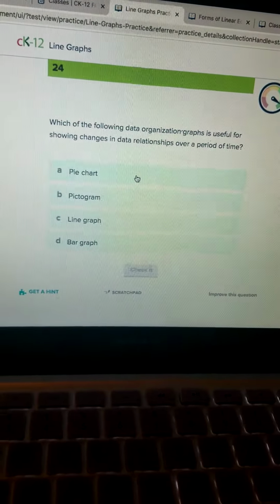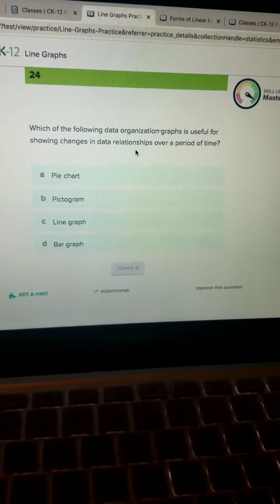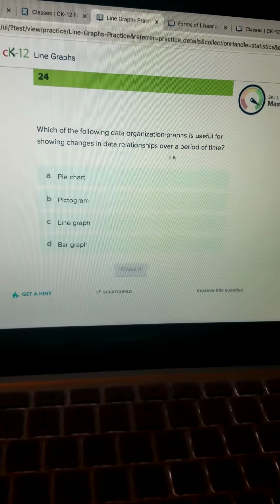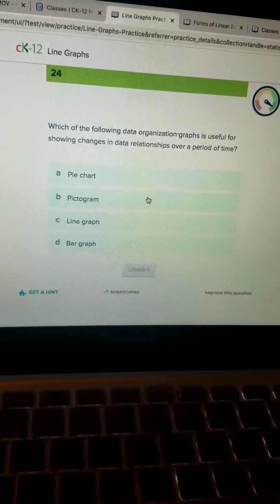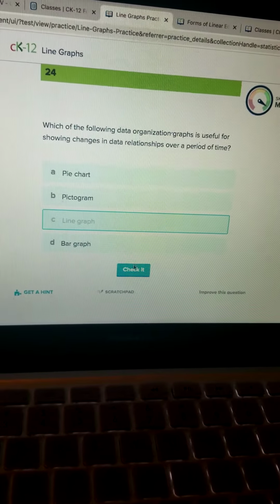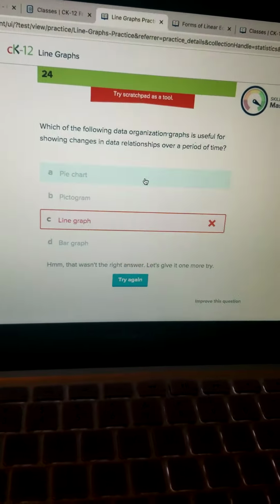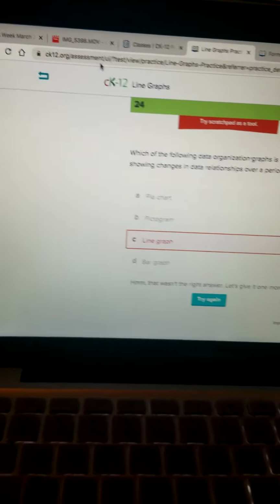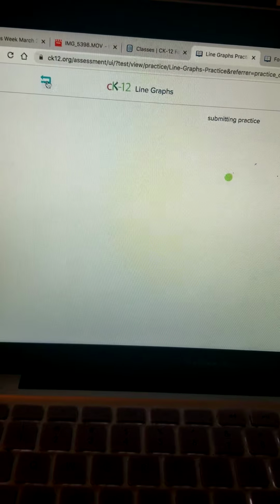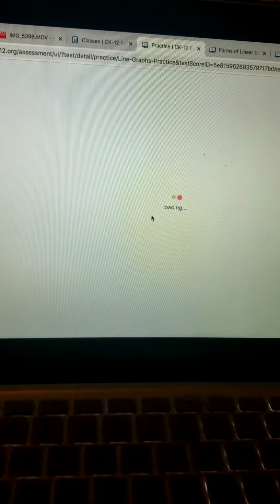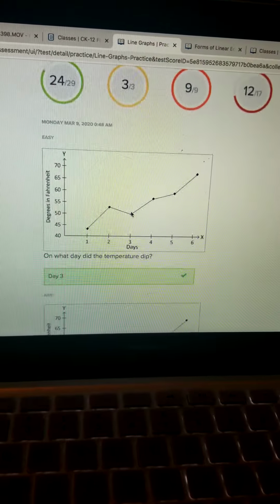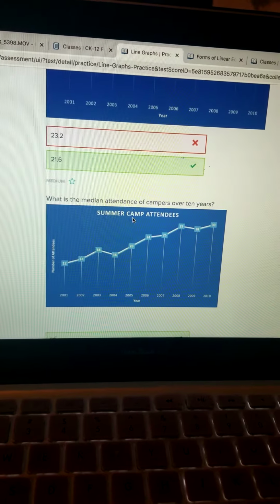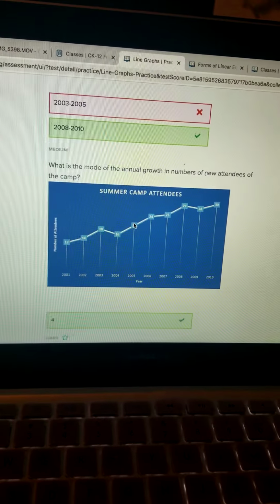Which of the following data organizational graphs is useful for showing changes in data relationships over time? Over time is a line graph. Wrong. Okay, so here's what we do in this situation. Go back, and you can go down and see what we got right, see what we got wrong. I must have missed one earlier.